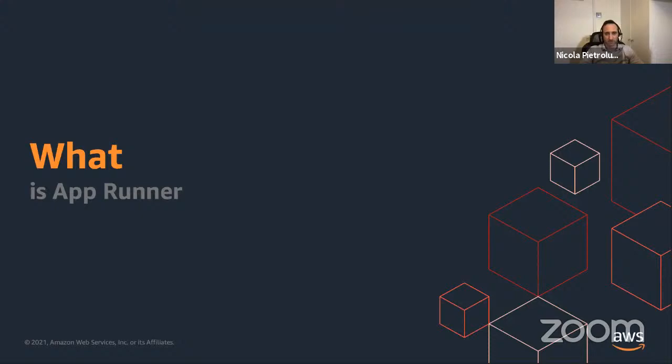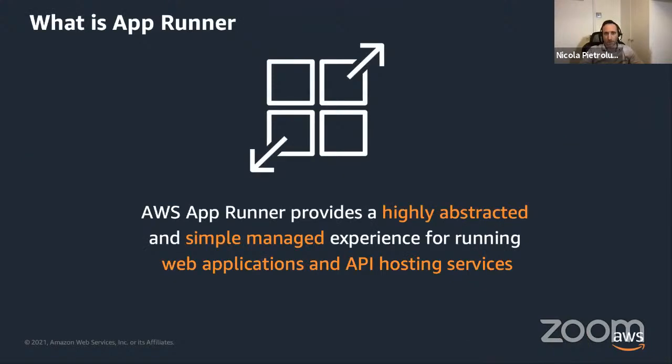So let's see, what is App Runner? App Runner is a new AWS service launched this year that provides a highly abstracted and simplified experience for running web applications and API servers. We'll talk about what things are abstracted away by App Runner in a few minutes. But before, let's understand a little bit more about the type of applications that are best suited to run on App Runner.